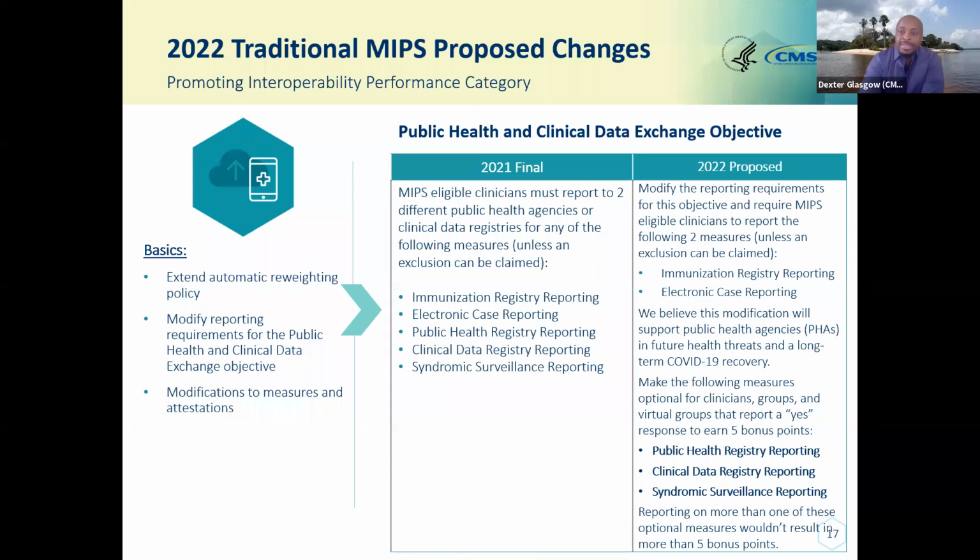So right now, we give clinicians a choice of submitting 2 of the 5 registry reporting options. In the proposed rule, we are modifying this mainly due to the data needed to address the pandemic. So we are going to require immunization registry reporting and electronic case reporting. I will note that both of these registry reporting options do have 3 exclusions. So if you qualify for one of those exclusions, you can claim that. And in addition, we are offering 5 bonus points if you submit to one of the 3 remaining registry types, which are the public health, the clinical data registry, or the syndromic surveillance.